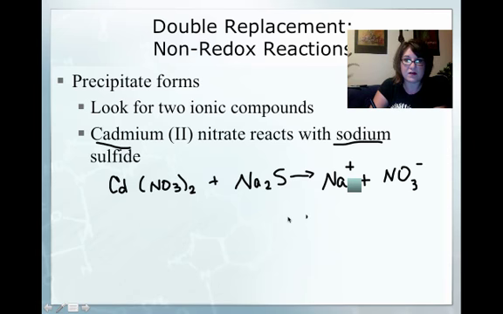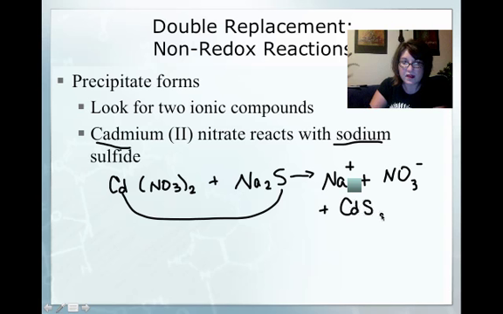They all stay dissolved. Now I ran out of room over here, so let me put my other compound. When I switch these two, I'm going to put cadmium and sulfur together, CdS. And sulfides are almost always insoluble. So that's our precipitate right there. Now let's double check to make sure we can balance everything. I need to have 2 sodium ions and 2 nitrate ions, and life is good. Everything's balanced. Alright, so that's how we would write the balanced equation for a double replacement reaction where precipitate forms. Use your solubility rules.